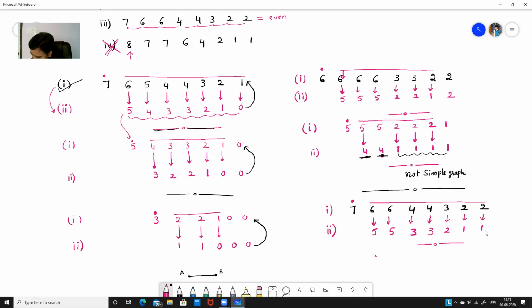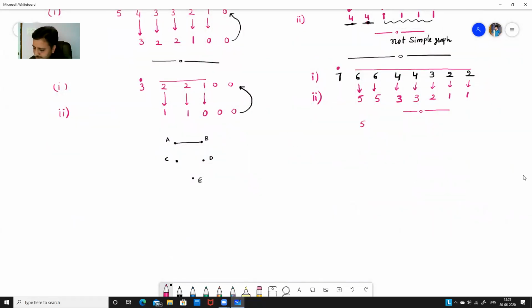I can take the second sequence now: 5, 5, 3, 3, 2, 1, 1, which is in descending order. Now I can consider it as the first sequence. In the first sequence, the first value is 5, which means from the next 5 values you have to subtract 1. 5 minus 1, 4. 3 minus 1, 2. 3 minus 1, 2. 2 minus 1, 1. And 1 minus 1, 0. And here it is 1.